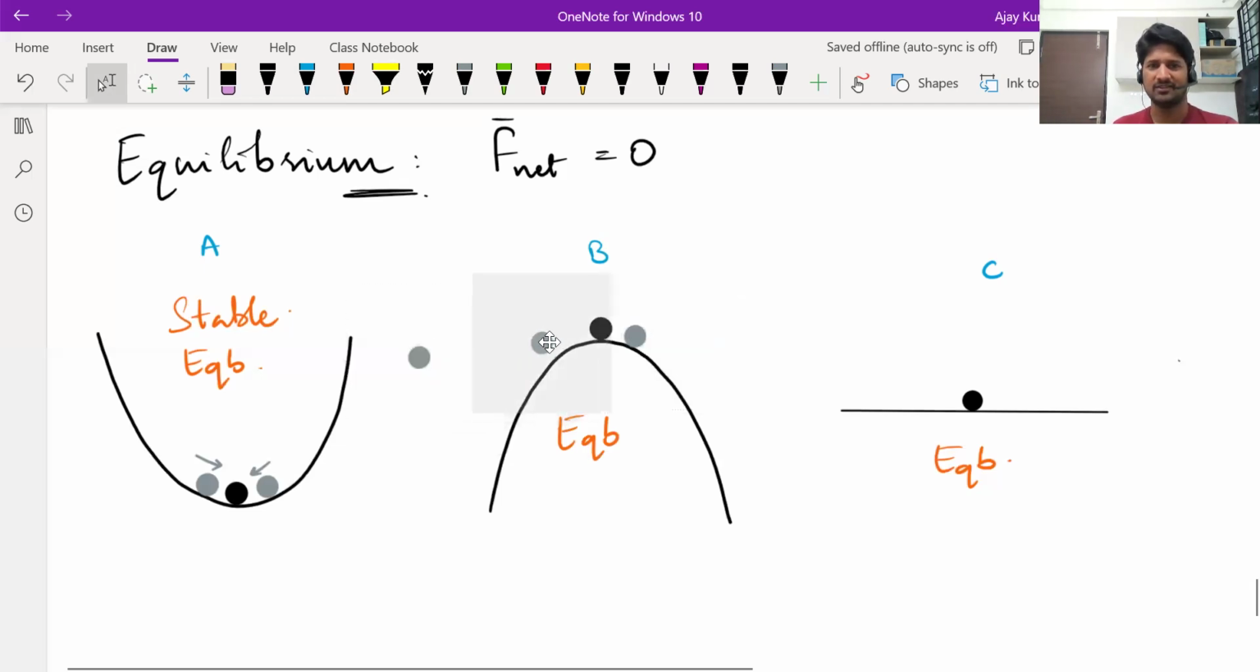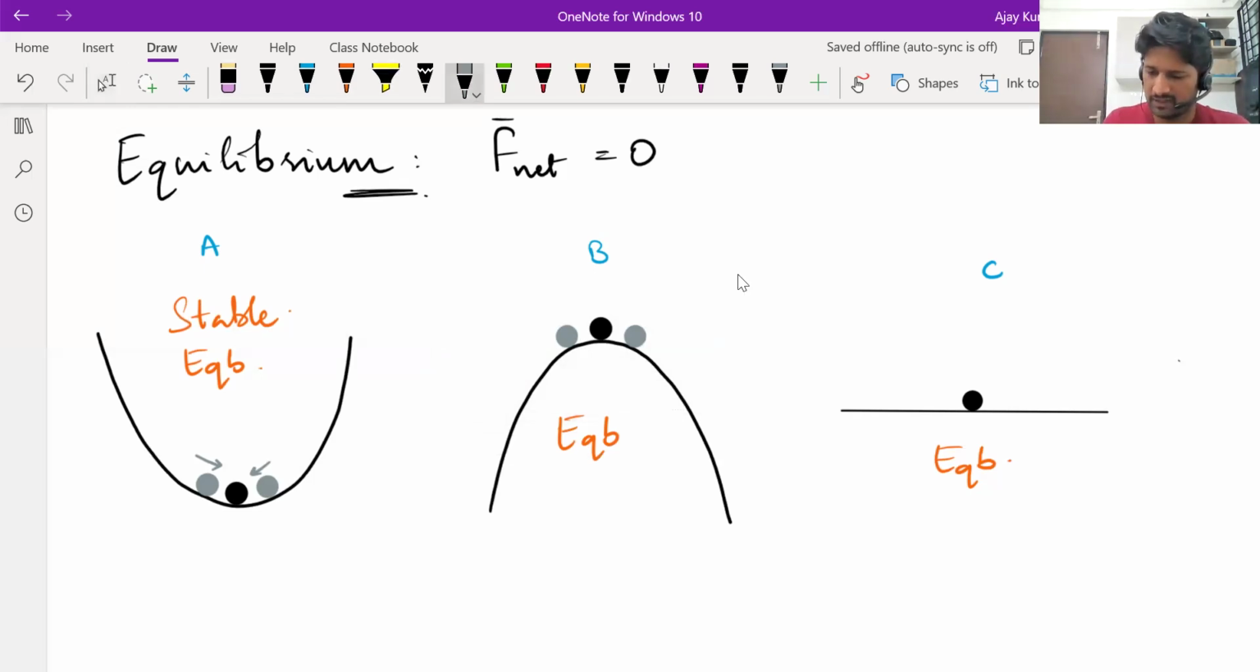Okay. You don't even have to say it will go away from equilibrium. So second case, we have identified an equilibrium position, but when the object is disturbed even a little bit from equilibrium and released, it has a tendency to go away from equilibrium. That kind of equilibrium is called unstable equilibrium.